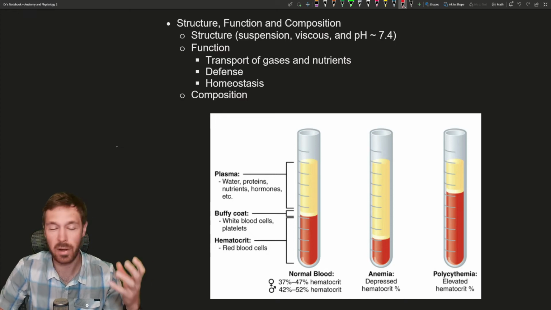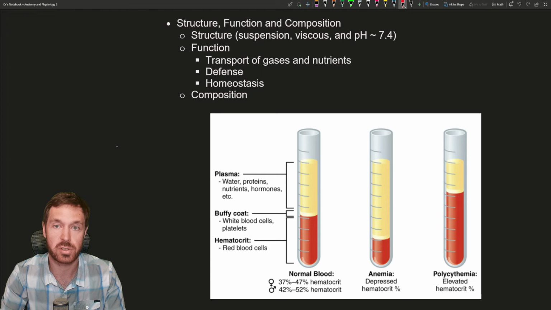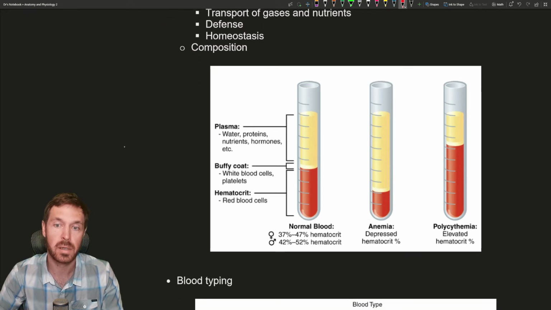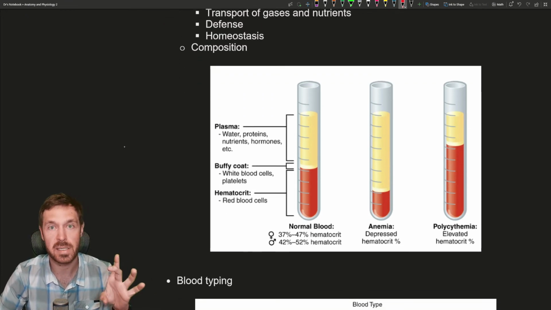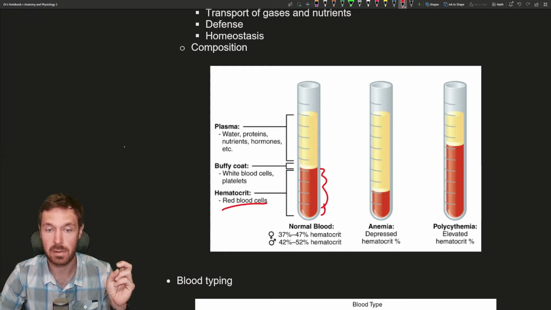Last little bit here, we talked about it a lot already, but just to make sure we highlighted all of it, the structure, function, and composition of blood. Blood is a suspension. So here, if we look at the composition of blood, if you take a vial of blood and spin it down in a centrifuge or let it sit, it'll settle out. About 45% of that is hematocrit. Hematocrit is the red blood cells. So you can look at red blood cell counts, the percent of your blood that's red blood cells.